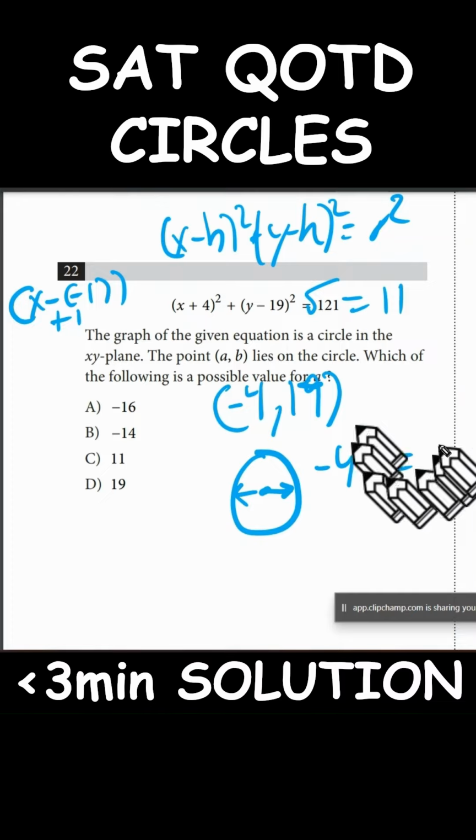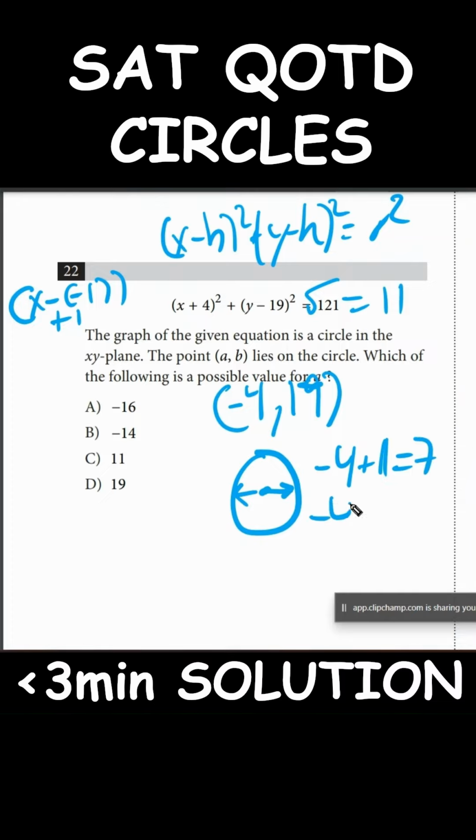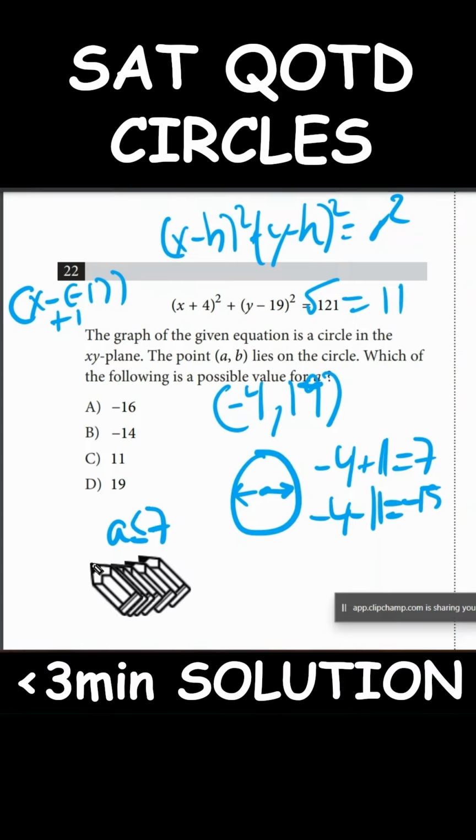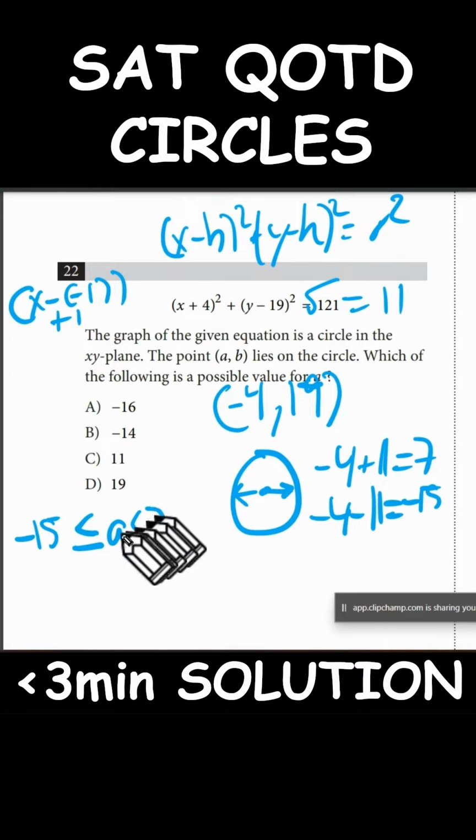That's going to be 7. And then -4 minus 11, that's going to give us -15. So we know A can be less than or equal to 7, and it also can be greater than or equal to -15. So let's just find an answer that satisfies that. I believe the only one is B, right?